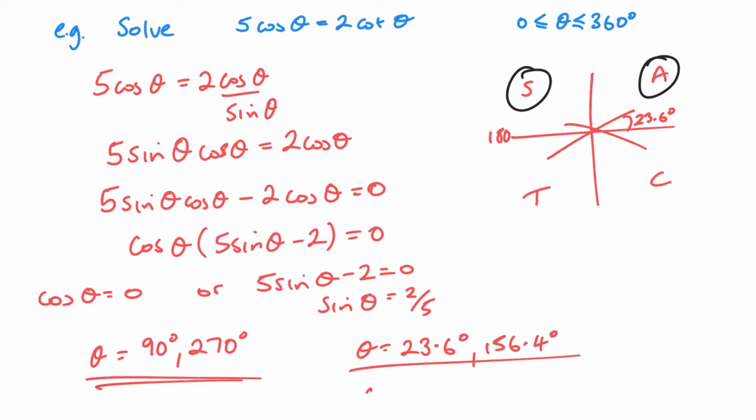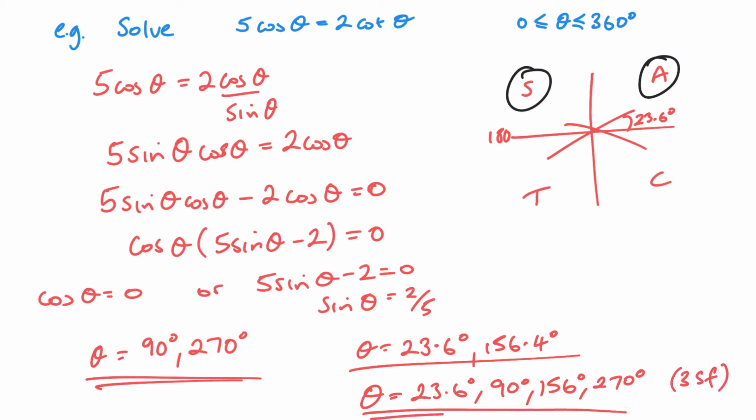Okay, so my set of values is 23.6 degrees, 90 degrees, 156 degrees, and 270 degrees, and these are all to three significant figures. You just choose what's relevant or what you think is the most reasonable rounding if you are not told. If anyone's not sure how to use the CAST diagram like I'm using it, drop a comment either below the video or send me an email, and I'm happy to make a video just based on that.